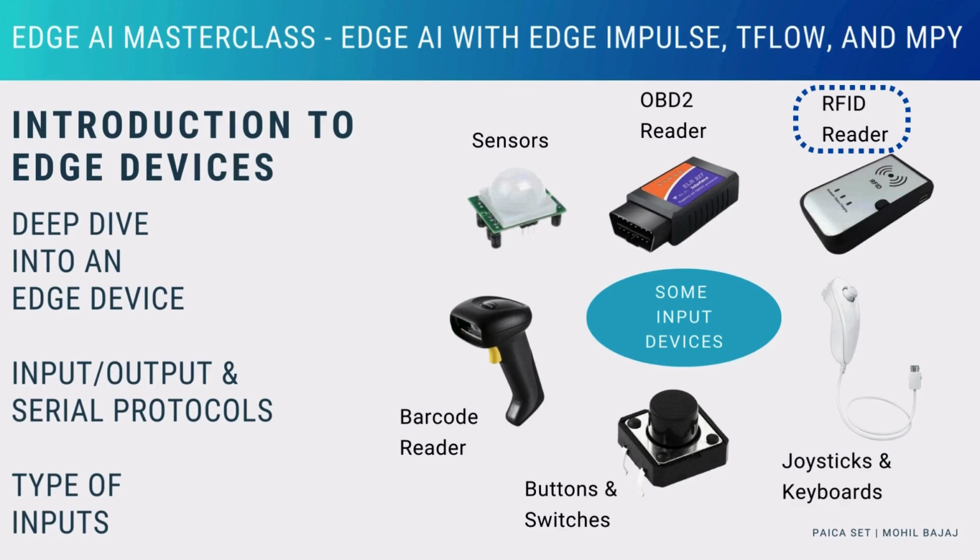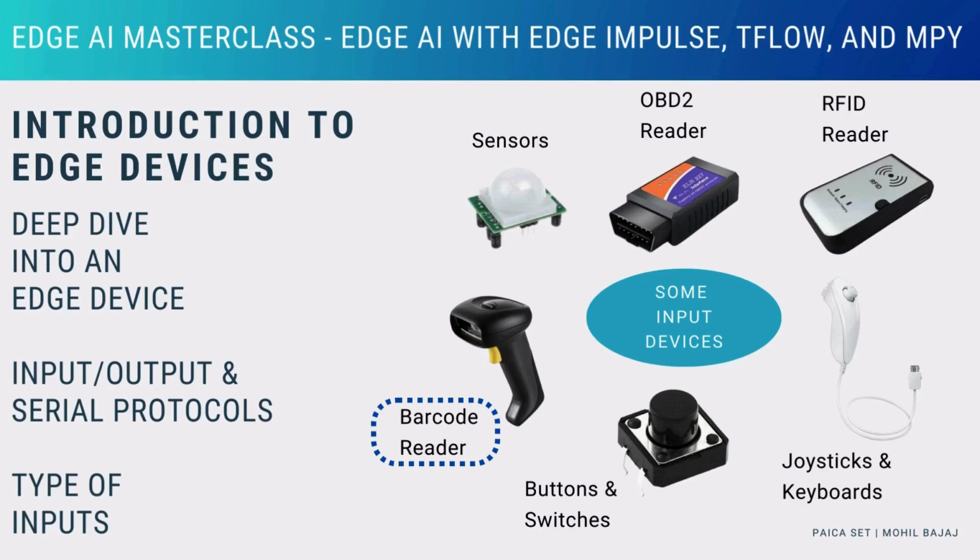Next are RFID readers. These devices use radio waves to read and capture information stored on an RFID tag attached to an object. In retail, RFID tags can help manage inventory more effectively by tracking products throughout the store. They can also be used in the transportation and urban planning space to automatically pay parking and highway toll fees.